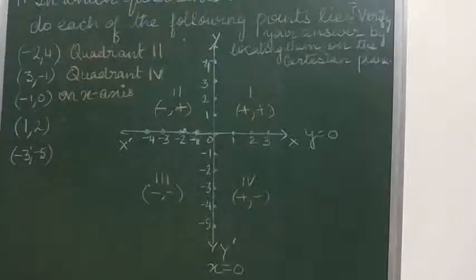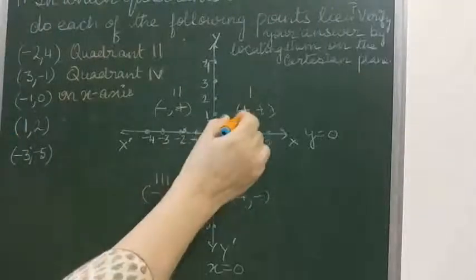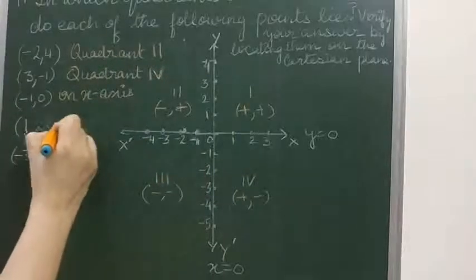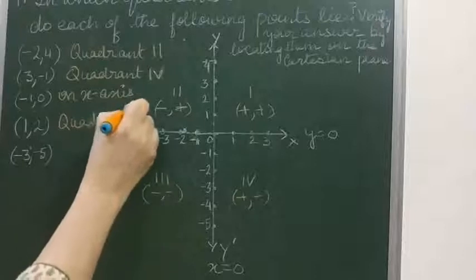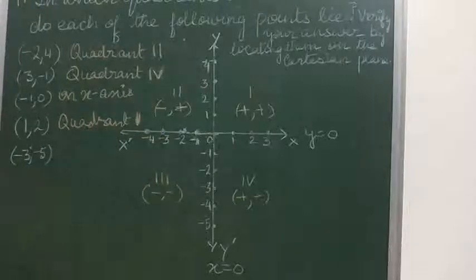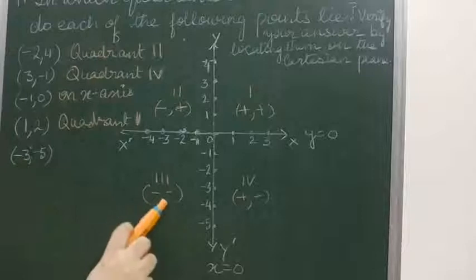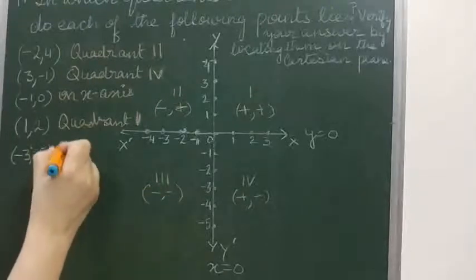Both the coordinates are positive. That means this point lies in quadrant 1. Both the coordinates are negative, so it lies in quadrant 3.